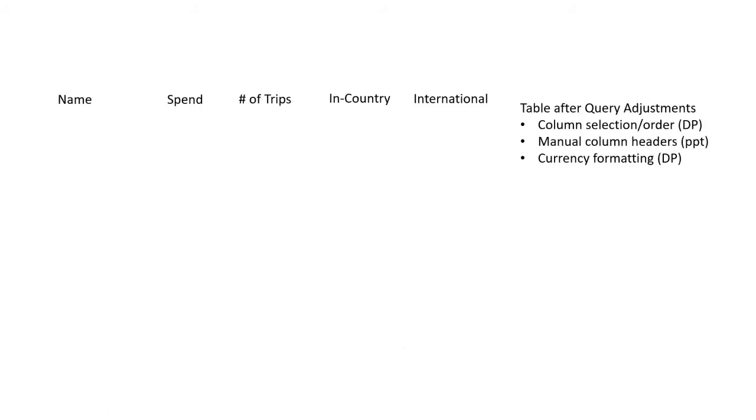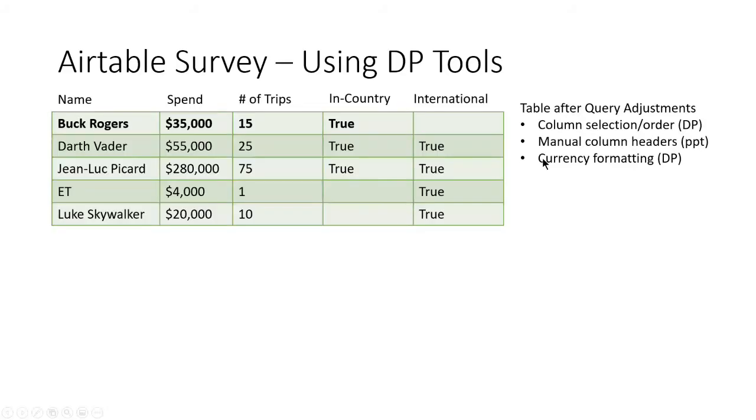So in order to pretty that up, what I did was I did these three things. I chose the column selection order using that advanced tool in DataPoint. So what I did was just change the order so that it would put the name first, then the spend, then the number of trips, then whether it was in country or international. I didn't like that the field names were kind of showing up really technical. So instead I just stripped them out and just threw manual column headers in PowerPoint. And then what I did was I selected this particular column here, and then using DataPoint, I formatted it as currency.